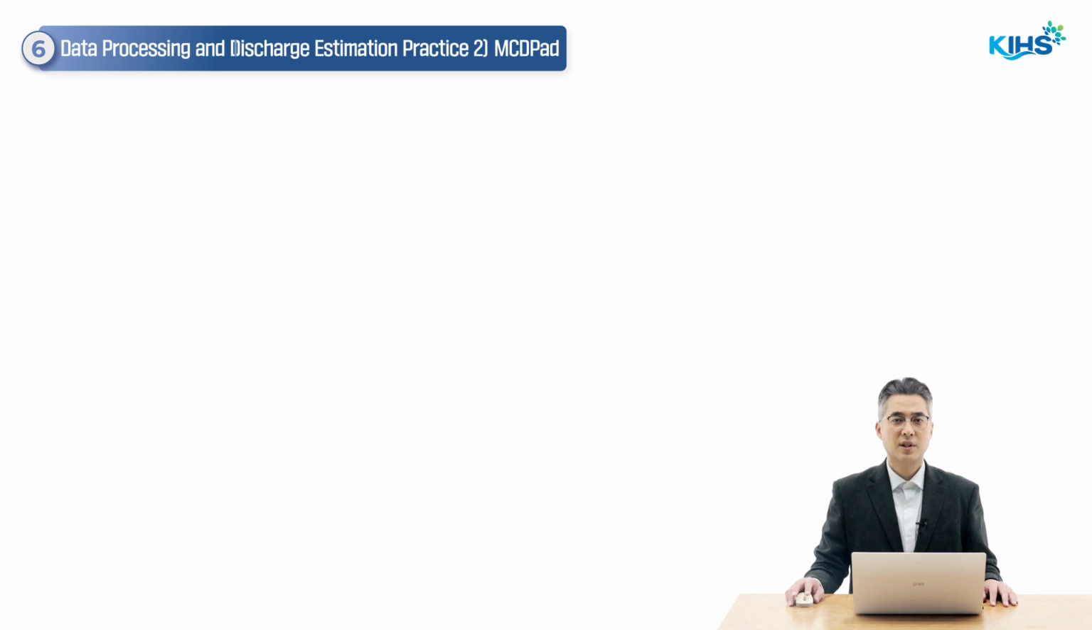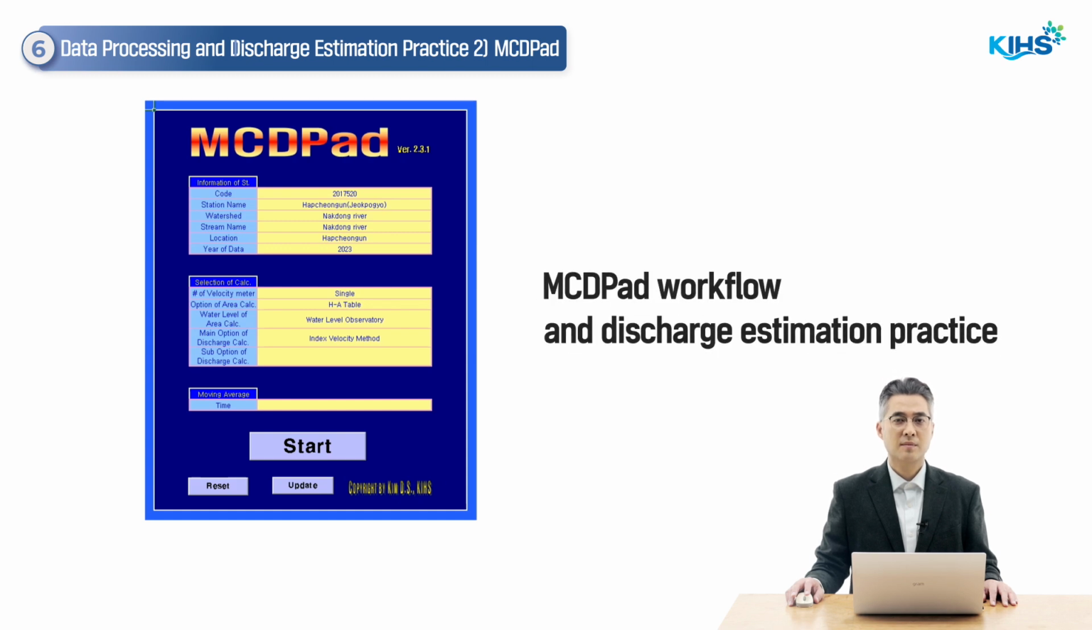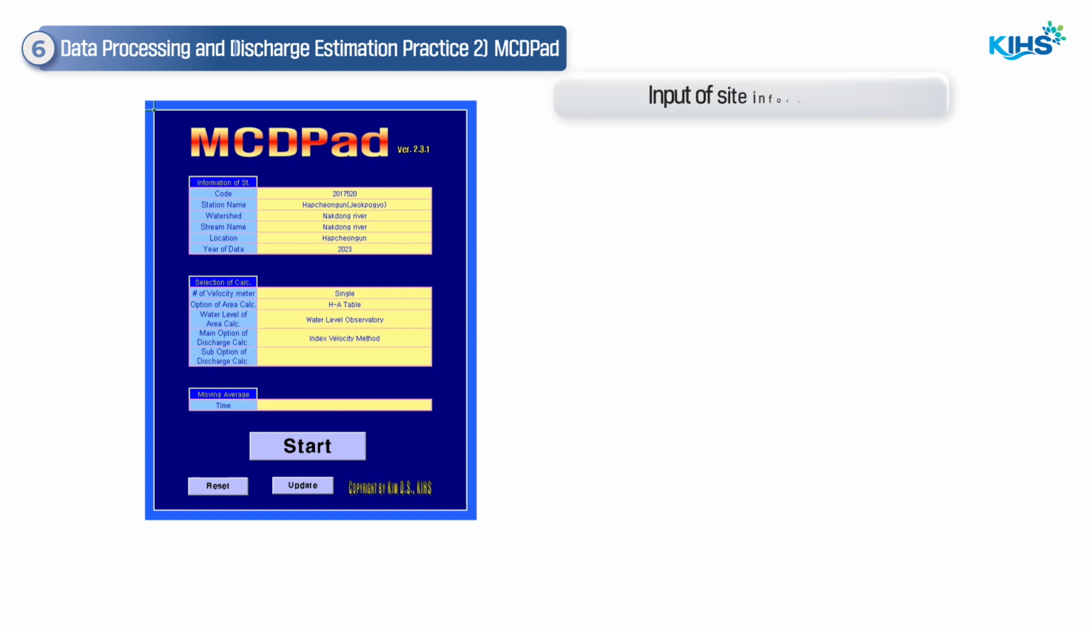Following EDPAD from the previous session, we will now estimate discharge using MCDPAD based on the index velocity method. First, let's briefly review the MCDPAD workflow. Just like an EDPAD, we start by entering site information and selecting discharge estimation settings.